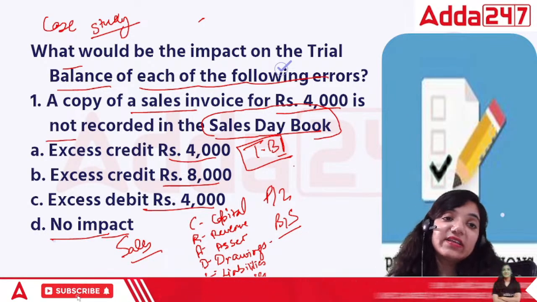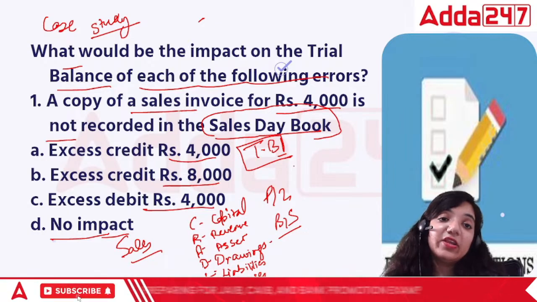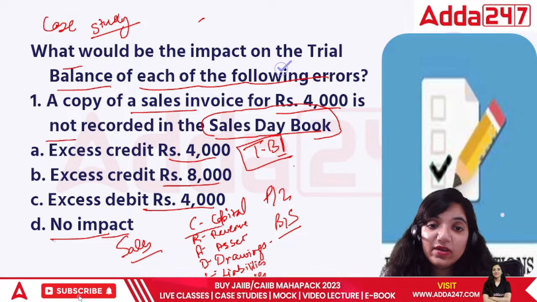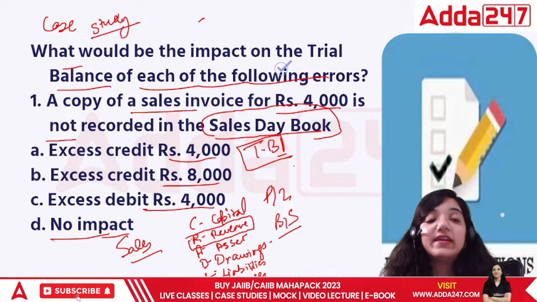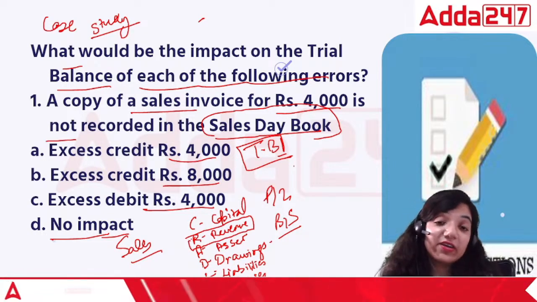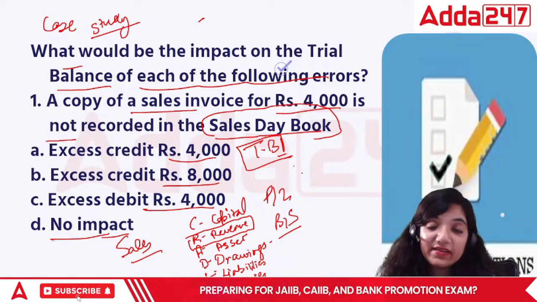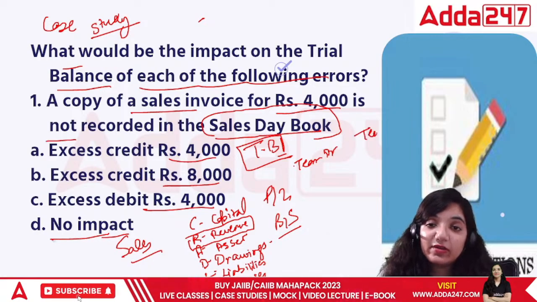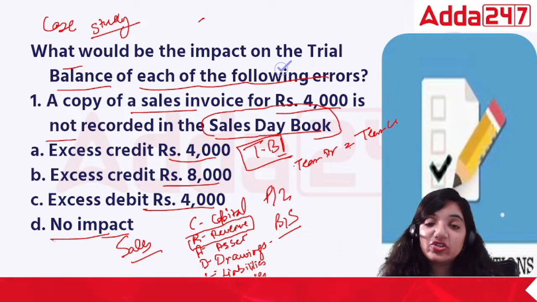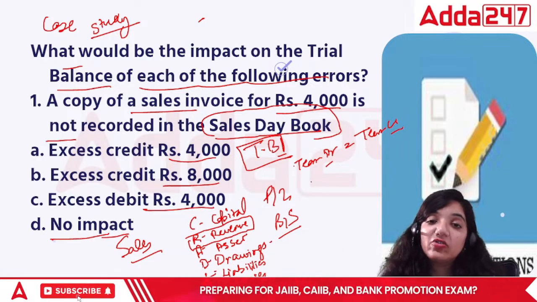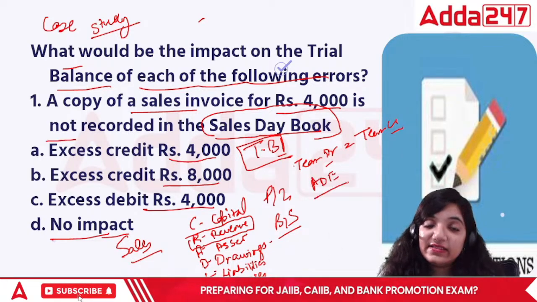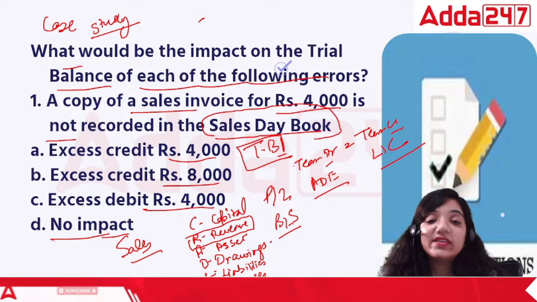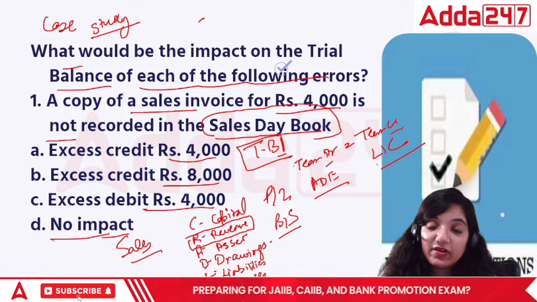Okay, so in this case, what's going to happen? Let's record it. A copy of sales. So basically, it's sales. It's a revenue. Your revenue is recorded less because it is not recorded at all. So among the CRADLE, under the debit team, what comes, and under the credit team, what comes? Because both the teams should match. Debit is equal to credit. So ADE is debit and LIC is credit. Right? So in this case, R is for revenue, income.